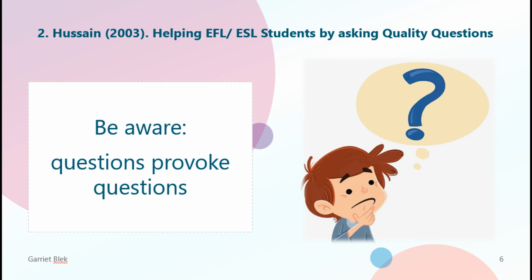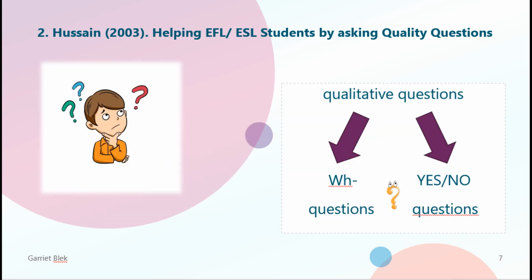Short article, Hussain, 2003, Helping EFL, ESL Students by Asking Quality Questions. Summary. According to Hussain, all teachers should be aware of the questions they ask and the questions they want to provoke in their students, so that students can develop higher levels of thinking to evaluate information, achieve more, and show greater interest. Teachers should use 2 types of qualitative questions: WH questions and yes-no questions.